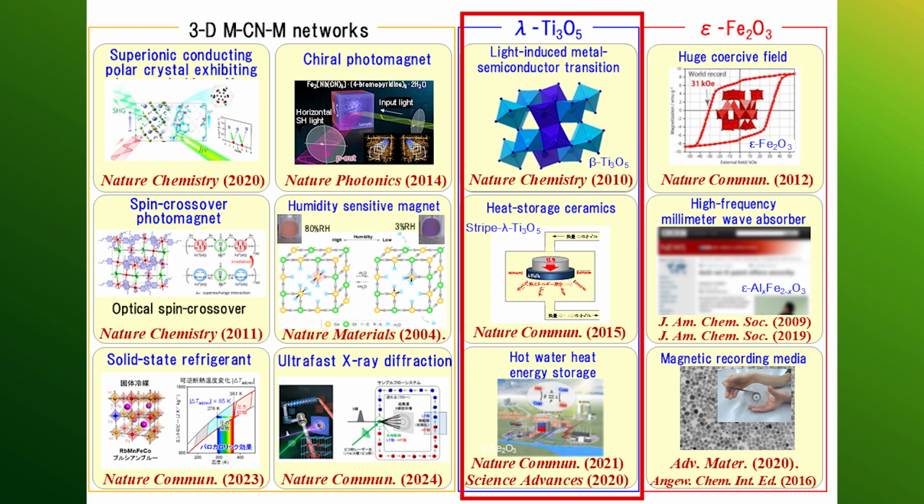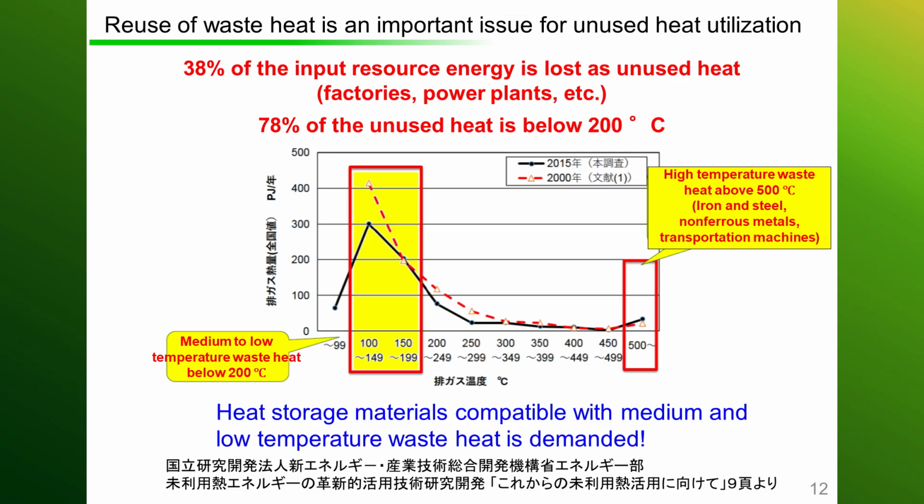First, I will introduce you to the lambda type, as shown in the middle here, the one called lambda TI305. You may have heard the term unused heat. Currently, we burn various energy resources to generate electricity. But 38% of the energy from these resources is discharged from factories and power plants as unused heat, which has not been utilized. Of that unused heat, 78% is below 200 degrees Celsius, so it is wasted.